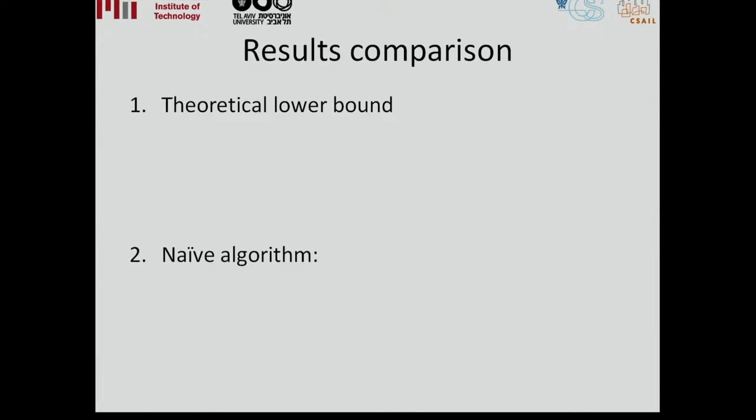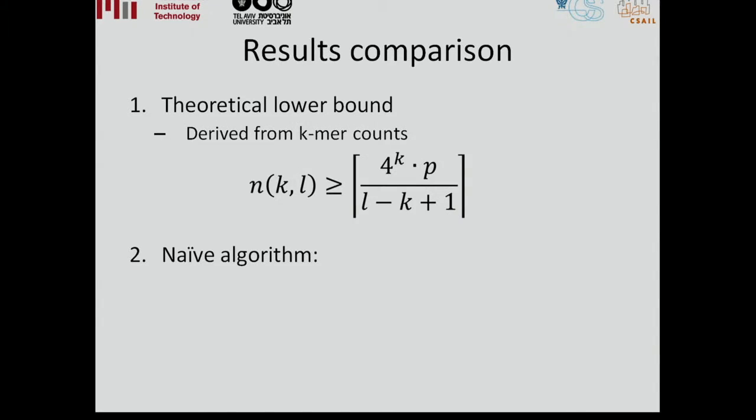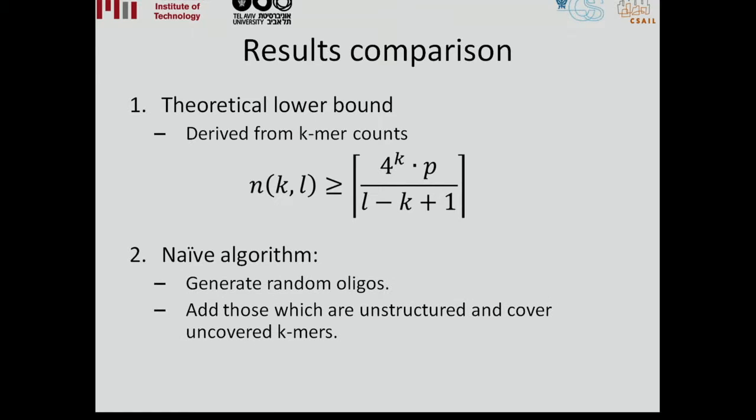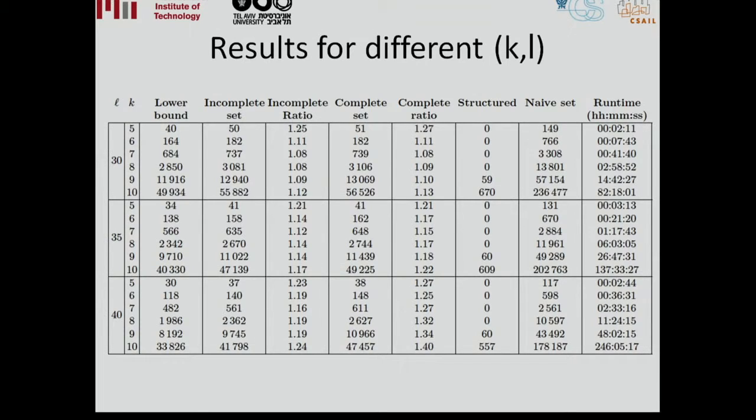Now, going into the results, the question was, what can we compare to? We don't have an optimal solution. So first we suggest comparing to a theoretical lower bound, which is based only on the number of k-mers that need to be covered, and this is 4 to the k times p, divided by the number of k-mers we can fit in each sequence. We also suggest a naive algorithm which generates random oligos, and if it is an unstructured oligo that covers uncovered k-mers, we add it to the pool. And here are the results.